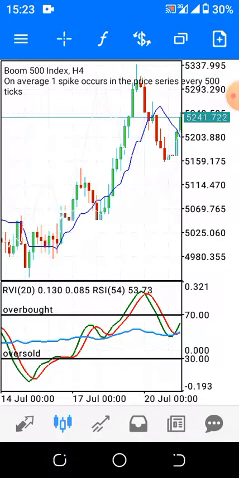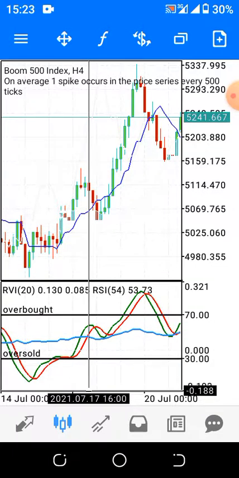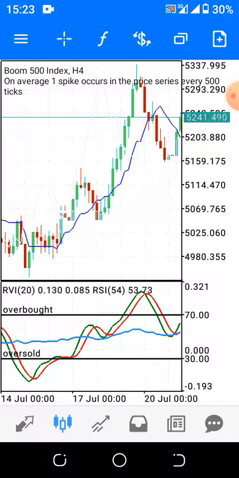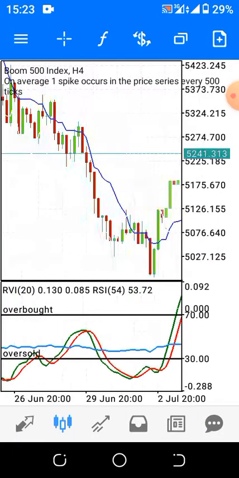So you have the oversold zone here, which is below 30, and the overbought zone, which is above 70. What you are going to experience is that the relative strength index does not go to the oversold or the overbought zone.